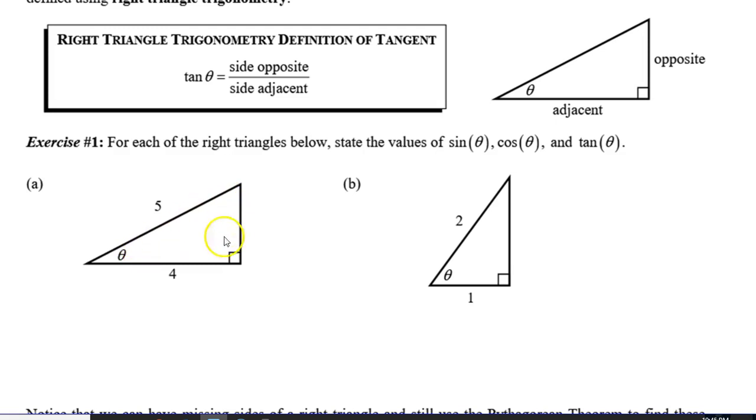Okay, so hopefully you do a little Pythagorizing and find out this side is a 3. You do your Pythagorean theorem. Again, when you do your Pythagorean theorem on this one, it's going to work out that this side is a square root of 3. So then we should be able to find the sine, cosine, and tangent.